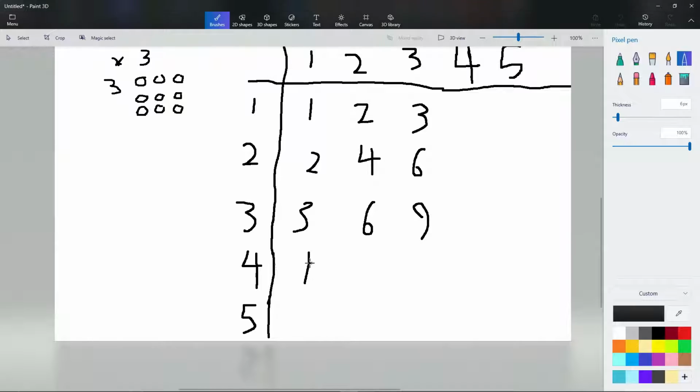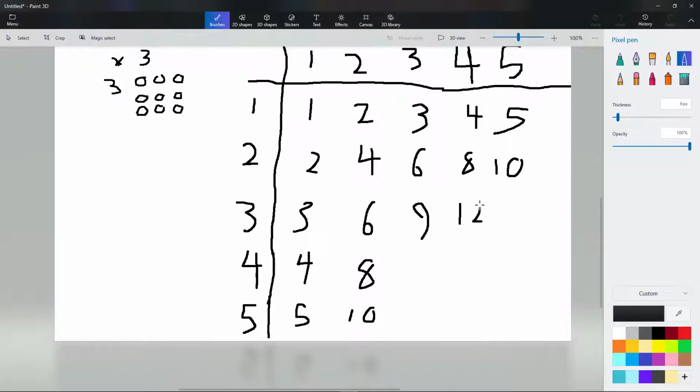Alright, 4 times 1 is 4, and 5 times 1 is 5. The times 1s and times 2s will probably be your easiest ones, as they are just the number itself. Two times 4 is 8. And 2 times 5 is 10. 4 times 3 is 12. 3 times 5 is 15.